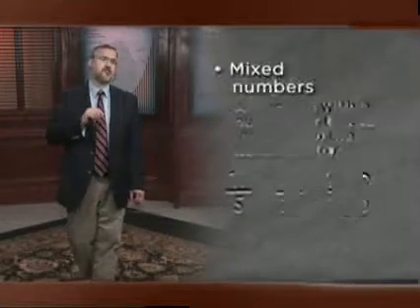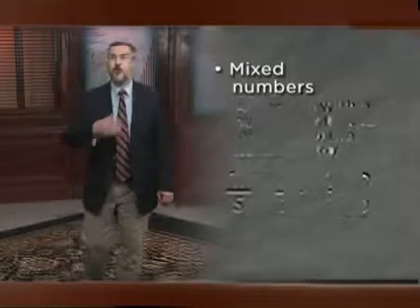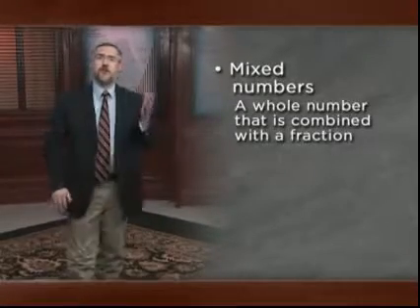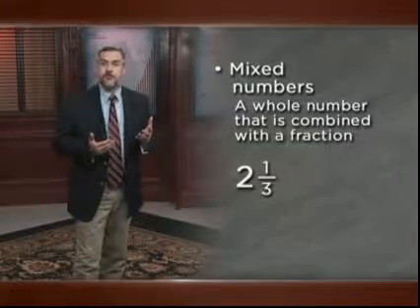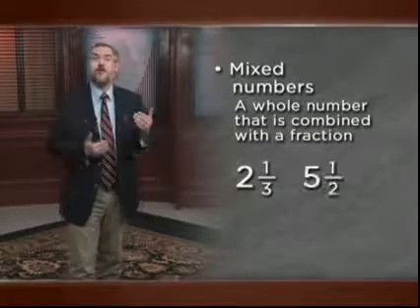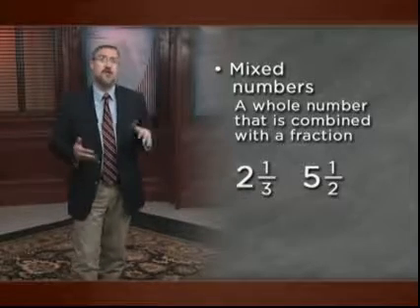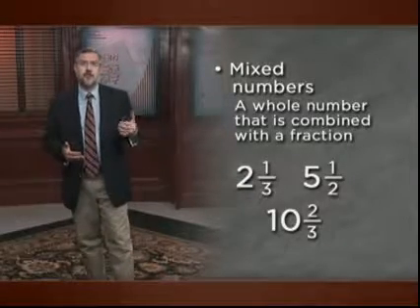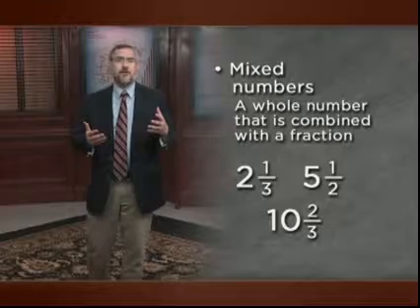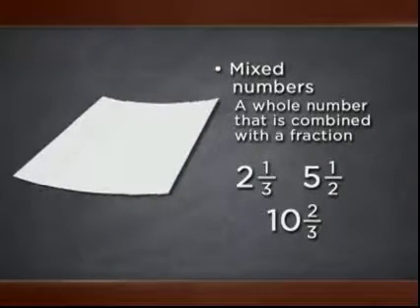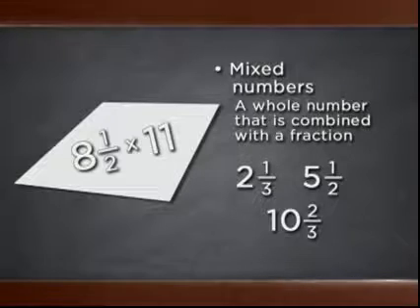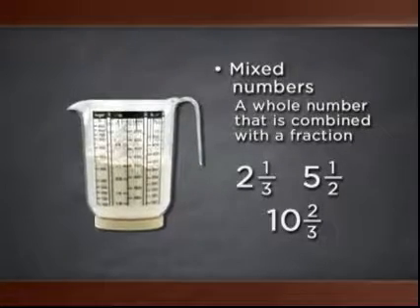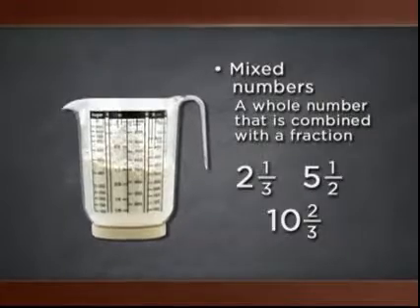called mixed numbers. A mixed number is a whole number that is combined with a fraction. So for example, 2 1/3 is a mixed number, and 5 1/2 is a mixed number, and so is 10 2/3. These are very common numbers if you think about it. When you look at a sheet of 8.5 inch by 11 inch paper, the 8 1/2 is a mixed number. And how many times do recipes say to add something like 3.5 cups of flour to the mix?